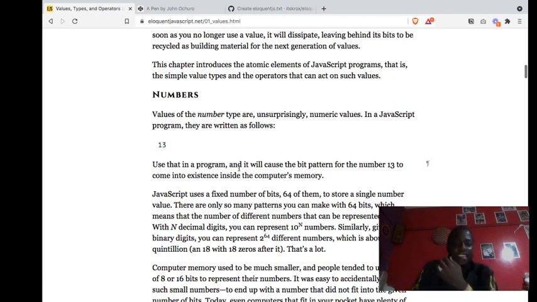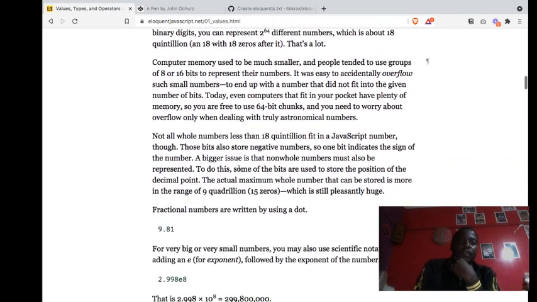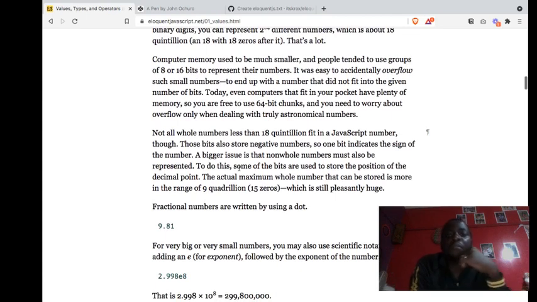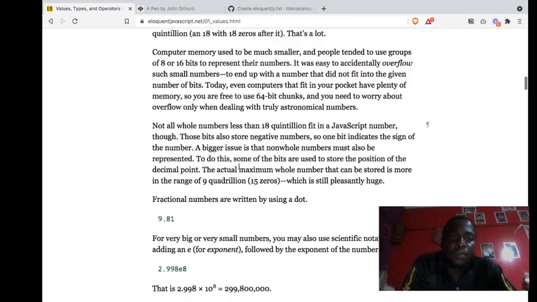And that's a lot. Computer memory used to be much smaller, and people tended to use groups of 8 or 16 bits to represent their numbers. It was easy to accidentally overflow such small numbers to end up with a number that did not fit into a given number of bits. Today, even computers that fit into your pocket have plenty of memory, so you are free to use 64-bit chunks, and you need not worry about overflow only when dealing with truly astronomical numbers.